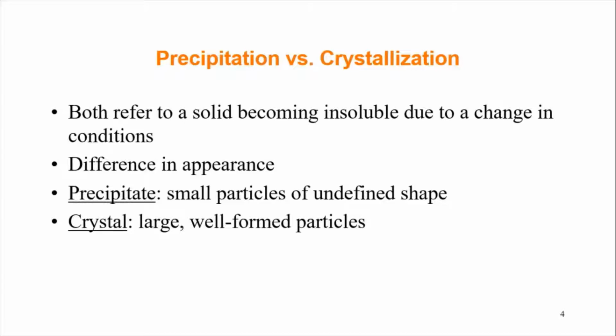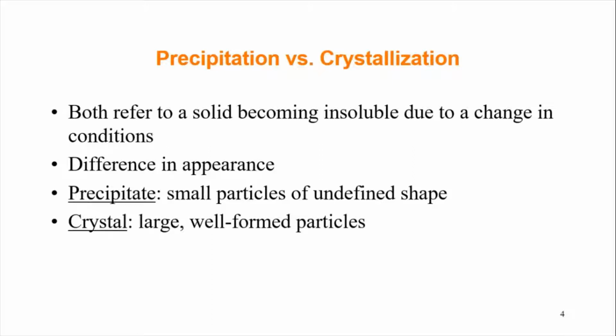The other thing is that typically precipitates are formed by a chemical process. Remember, we talked about combining two solutions that generate an insoluble product. And so typically precipitation is usually a chemical process, whereas crystallization typically is achieved by a physical process from a supersaturated solution. All right, so those are the main differences.